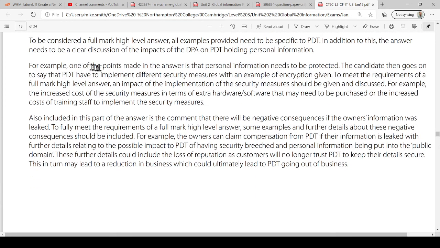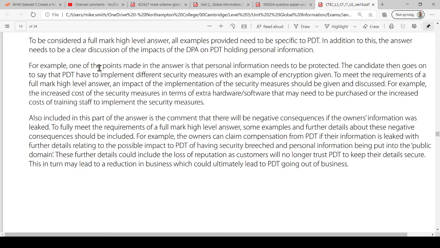For example, one of the points made was that personal information needs to be protected, and then they go on to talk about implementing different security measures. They give an example of encryption, but they didn't really mention the impact of the implementation of those security measures on the company. They didn't talk about how it's going to cost them money and time and staff and so on in order to implement these measures.